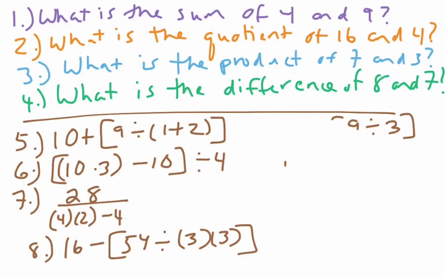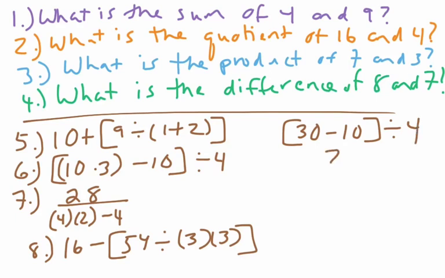For the second one, we have 10 times 3 minus 10, all divided by 4. And again, we start with the innermost grouping symbol, which is going to be the 10 times 3, which is 30. And then we'll do the grouping symbol 30 minus 10, which is 20. And then 20 divided by 4 is 5. And again, notice the structure to the problem and compare that with the structure of your problem.